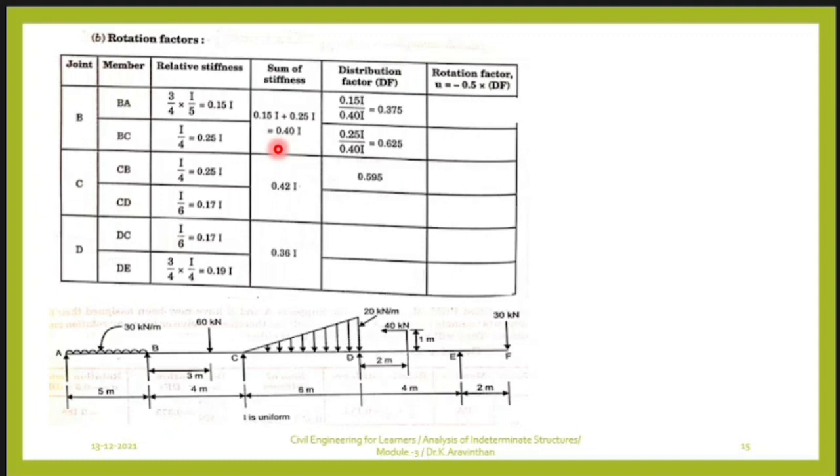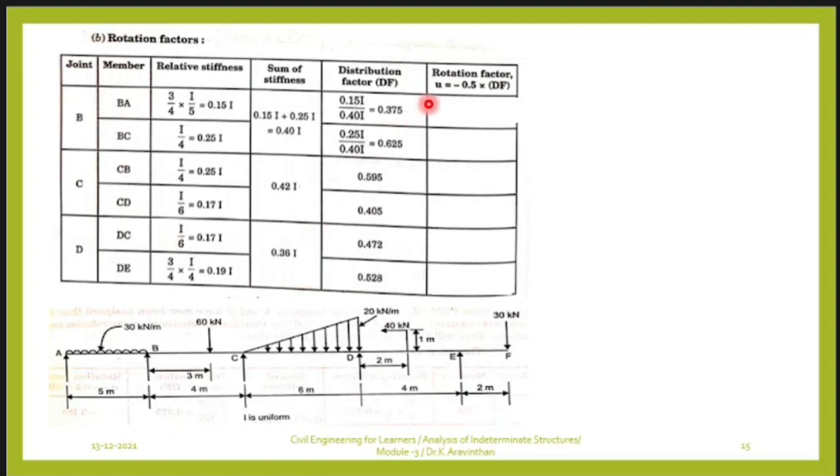0.595, and next will be 0.405, 0.17 divided by 0.36, 0.472 and 0.528.